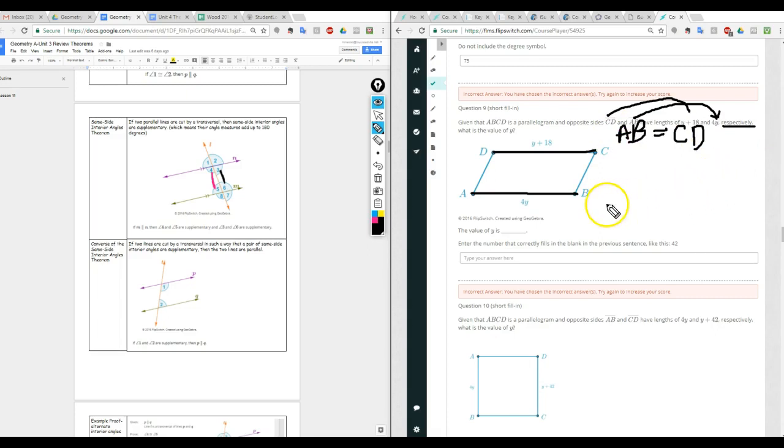Okay, so we had opposite sides that were given, and their relationship is in a parallelogram. Opposite sides are congruent, which means they have the same measure, so they're equal to each other. So now we're going to use our substitution property. AB is 4y, so I have 4y equals, and CD, substitution property again, is y plus 18.